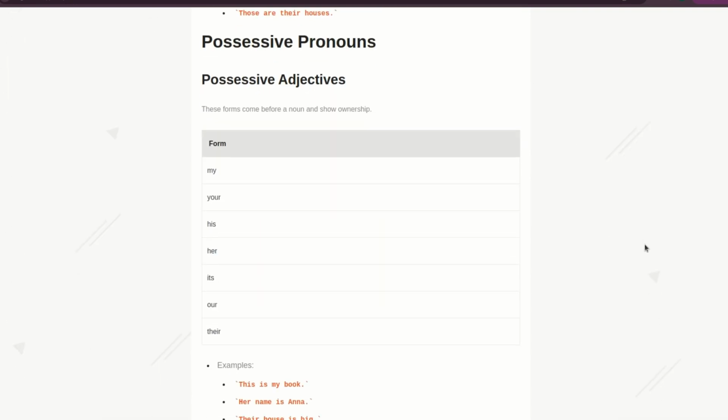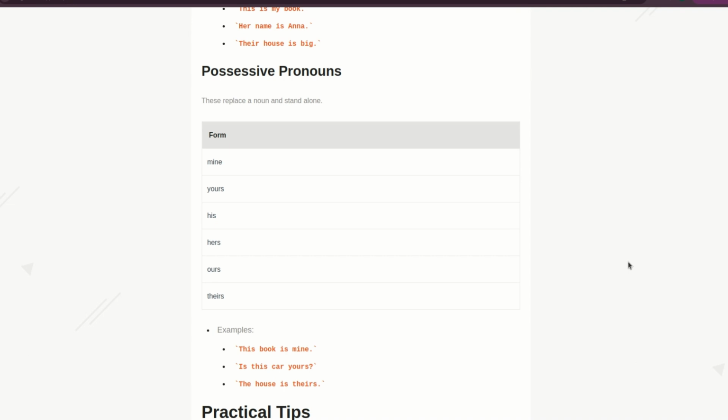Finally, possessive pronouns. First, possessive adjectives. They always come before a noun. My, your, his, her, its, our, their. This is my book. Her name is Anna. Their house is big. Now, possessive pronouns.